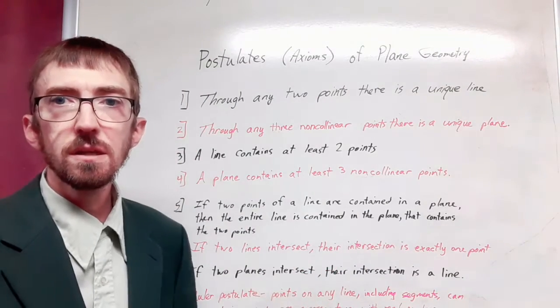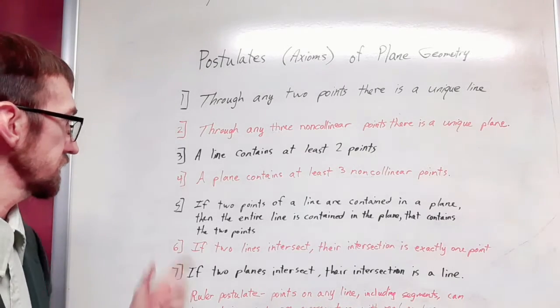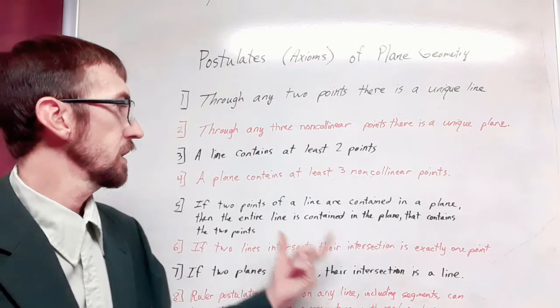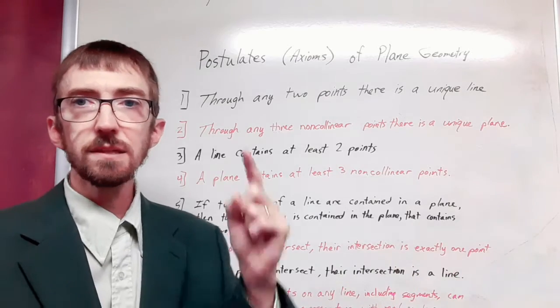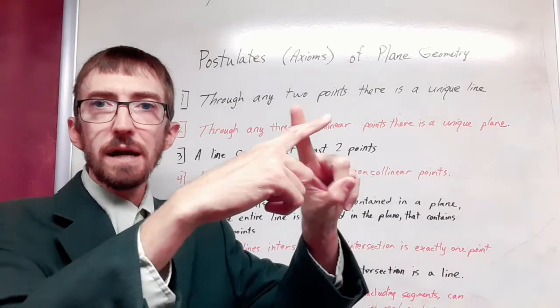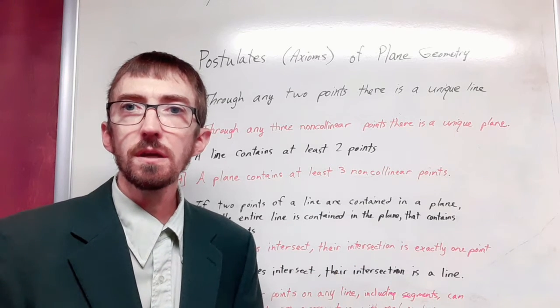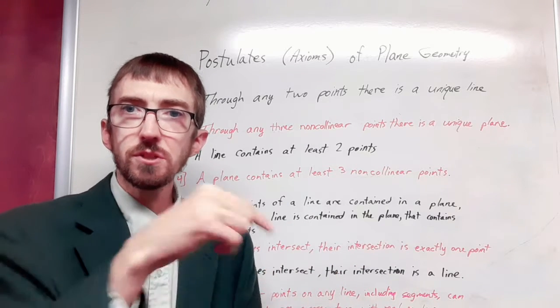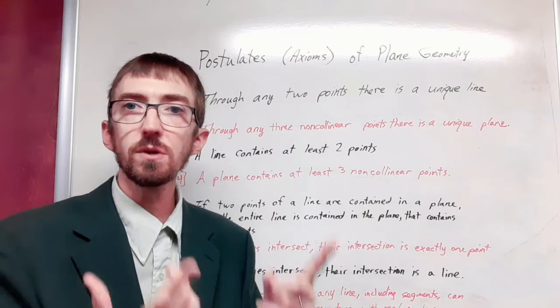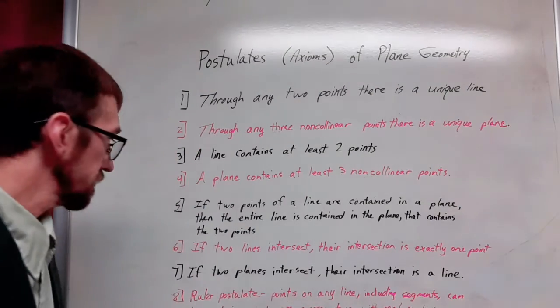The sixth postulate that I have here is that if 2 lines intersect, their intersection is exactly 1 point. So 2 lines pass in space. It's like the same as driving on a road and you come up to an intersection. There's 1 intersection there as 2 roads intersect.